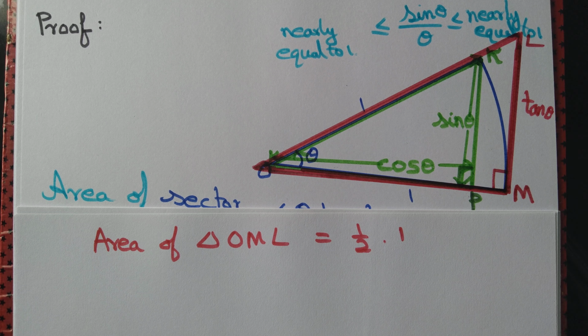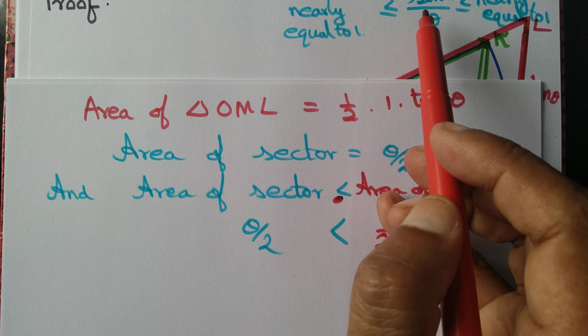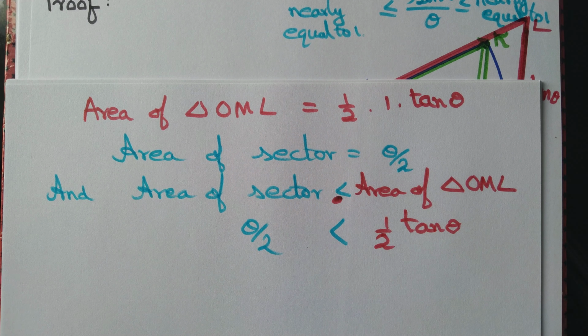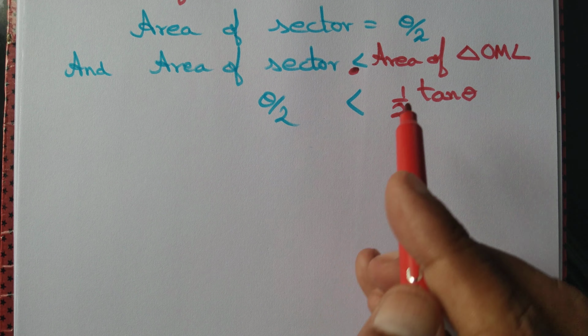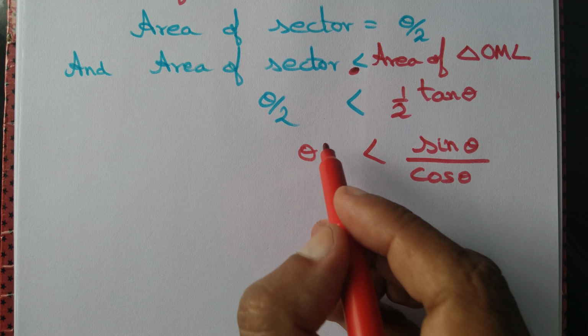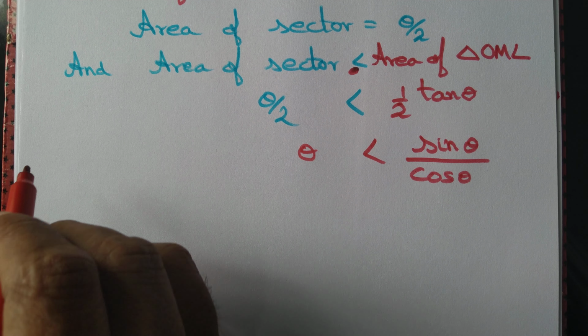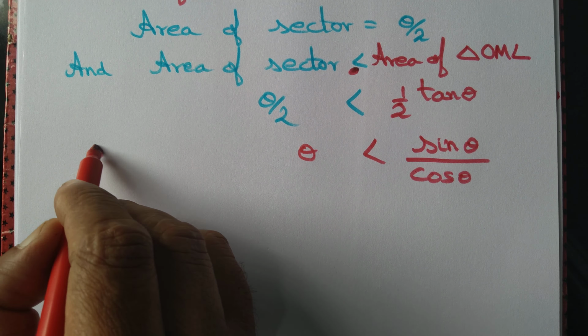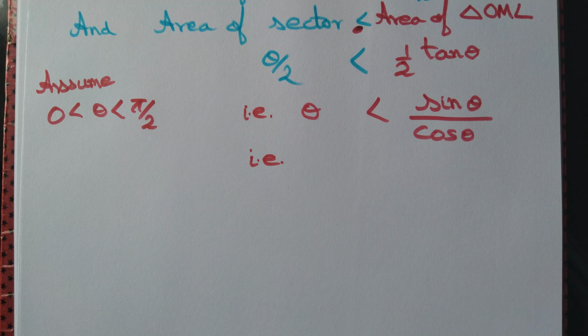Once again we want to show that sin theta by theta is greater than or equal to a quantity nearly equal to 1. So half gets cancelled. We write tan as sin by cos because we want sin theta by theta. Again we assume that theta is greater than 0, less than pi by 2.